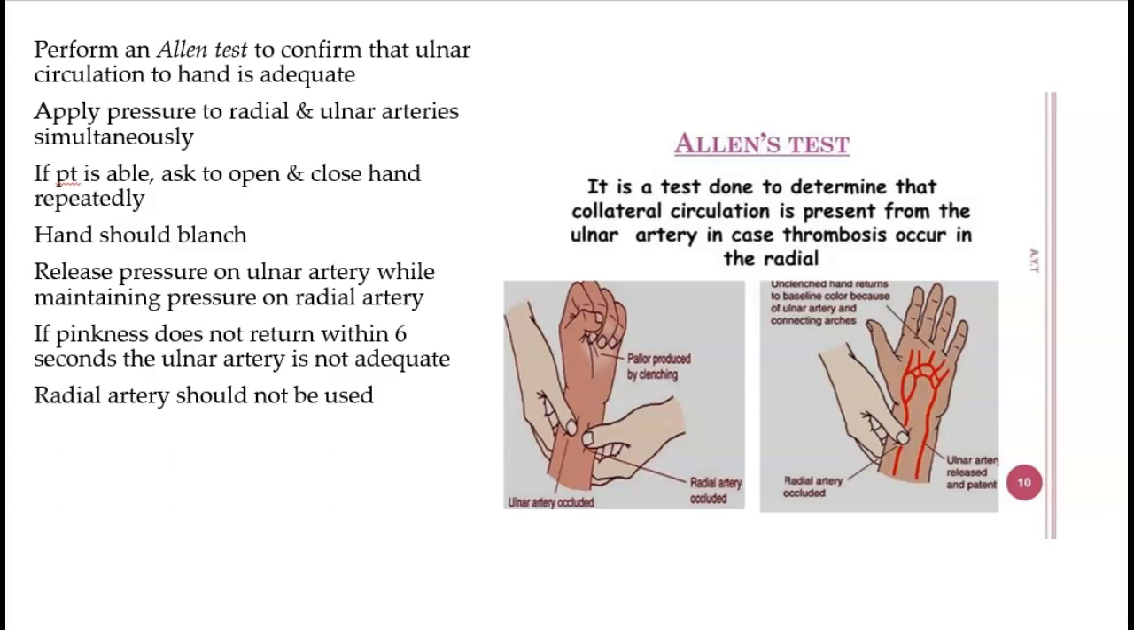So basically what we do is we pinch the radial and ulnar arteries, have the patient squeeze their hand a few times. Now that hand should blanch. And then we let the ulnar artery go while we keep the radial artery blocked off. And we check to see if the color returns to the hand. If it does not, right, you have about 6 seconds. If it does not, then you should not use that radial artery for your blood gas, which means go check the other side, potentially use a brachial stick or femoral.